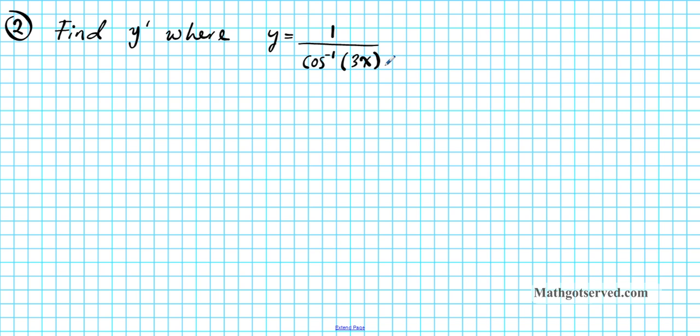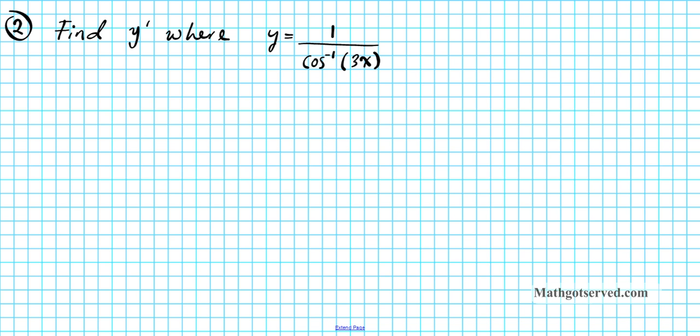Okay, so if you take a look at this function, we're going to be making use of the chain rule twice. This is the composition of a rational function, an inverse trig function, and a linear function. So we're going to be using the chain rule here. Let's take a look at the order of differentiation.